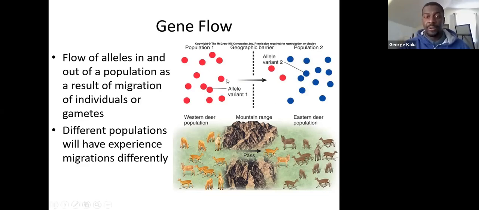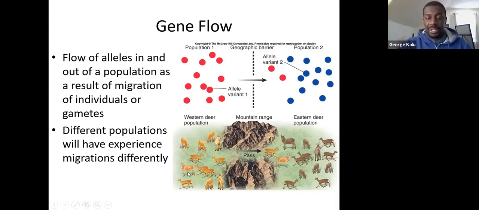So for example, here we have population 1, here we have population 2, and we have individuals, or alleles, moving from population 1 into population 2. Once those alleles get into that second population, that causes the allele frequencies to shift and change, and now some evolution can occur.